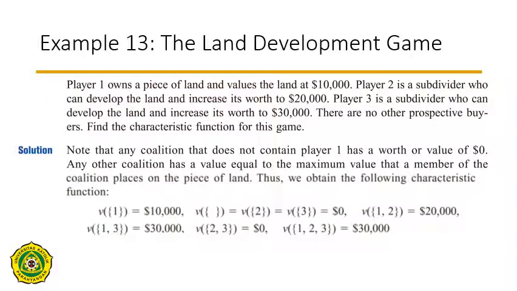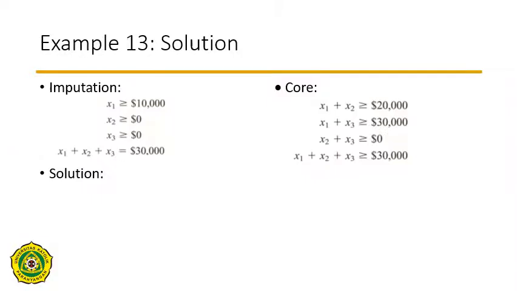Now let's find the core for the example of the land development game. We are given the description and also the characteristic function of the game. Same as before, we have two sets of requirements. First, the reward vector must be an imputation, and second, the imputation must be undominated such that it can be in the core. Okay, so these are all the constraints that we have.